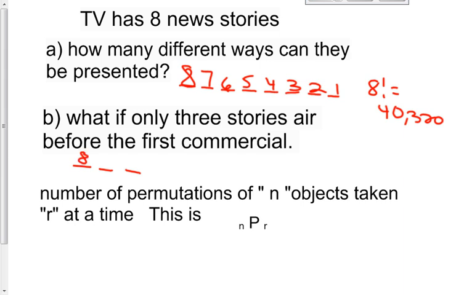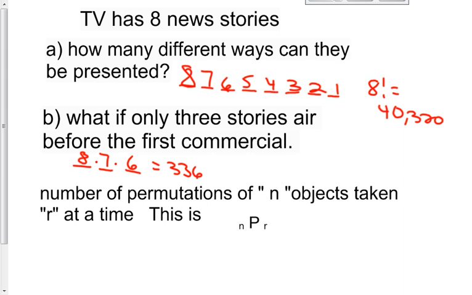I do the first story. I now have 7 stories to pick from. And then I only have 6 left over to pick from. So to do 3 stories before the first commercial would be 8 times 7 times 6. 336 ways that I could put those 3 stories together.